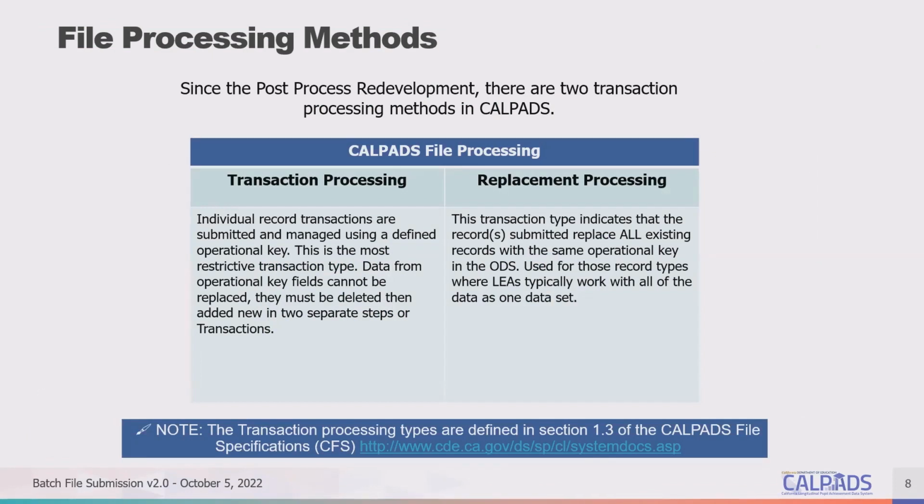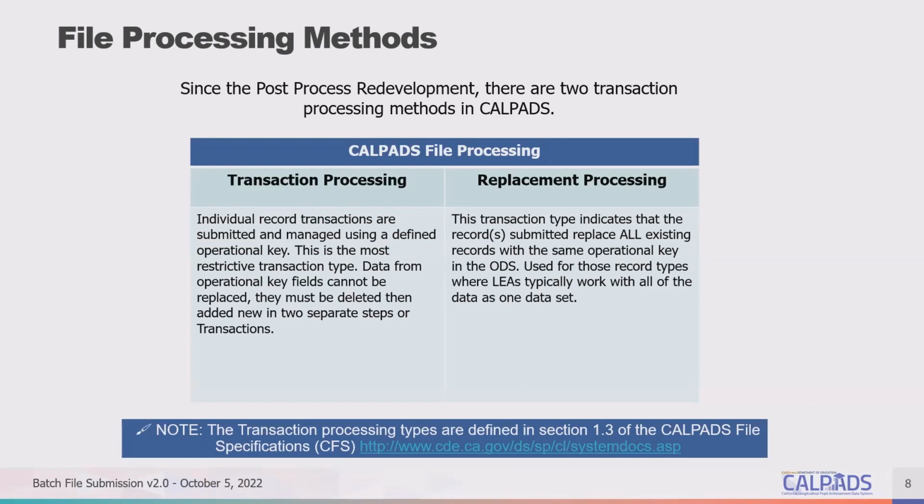File processing methods. Since the post-process redevelopment, there appears to be 2 transaction processing methods in CALPADS. Transaction processing is the most restrictive processing method. In transaction processing, the operational key fields cannot be changed or replaced for existing records. To replace or change data in an operational key field, 2 separate transactions must be made. First, the existing record must be deleted, and then in a second submission or a second transaction, a new record with corrected data should be submitted to replace the deleted record.